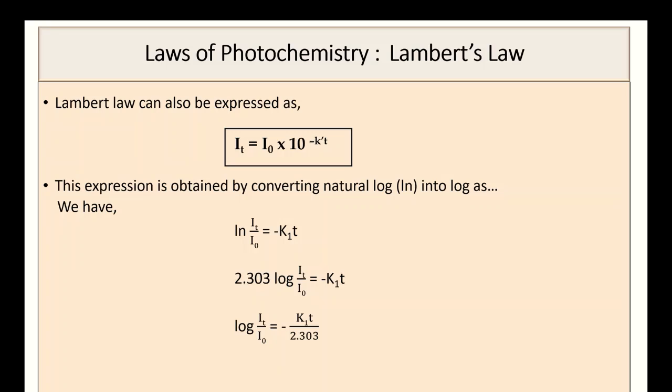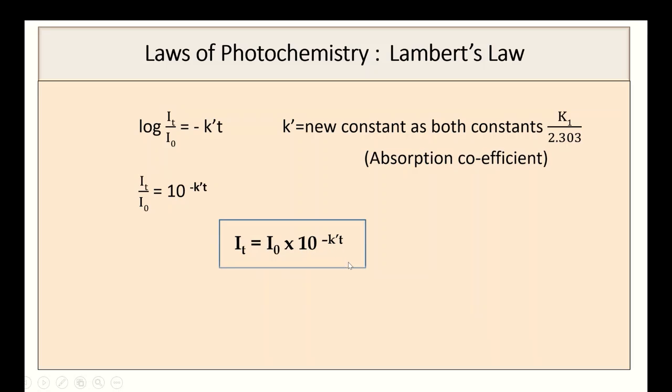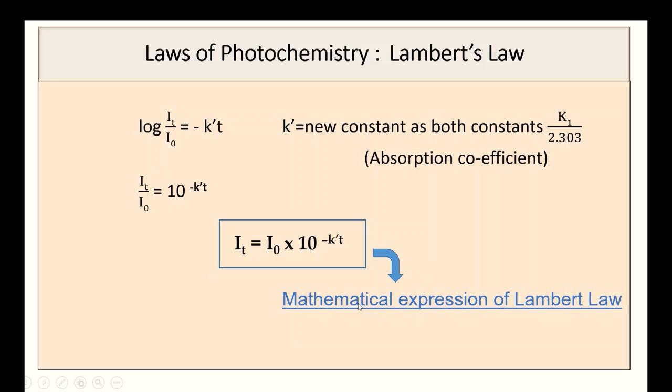Now here k1 and 2.303 are the constant terms. So we can introduce a new constant. So we can write that as log of It by I0 is equal to minus k dash into t. t is the thickness of the medium and k dash is a new constant that we replace instead of k1 and 2.303, both being constants. So again, taking the logarithm to the right side. See, if we take natural log to the right side, we write e to the power of the term on the right side. But when we take log to the right side, we write 10 to the power of the term which is present on the right side. So we want to remove log, we take it to the right side. So it is It by I0 is equal to 10 to the power minus k dash into t. Rearranging the terms, we get It is equal to I0 into 10 to the power minus k dash t. So this is again the mathematical expression of Lambert's law.